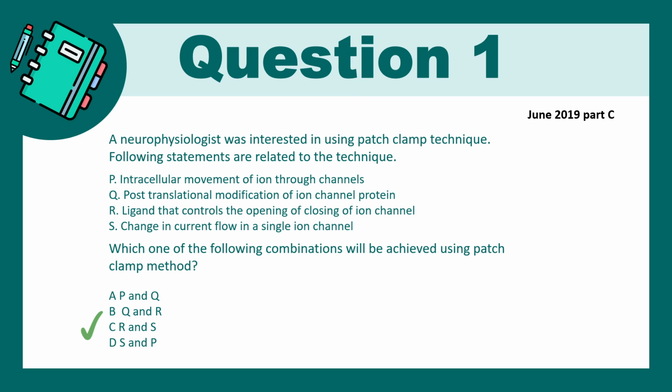You can dip it into the solution containing several neurotransmitters, and that is how you can understand how a ligand modulates an ion channel. And S is important because change in the current flow in a single ion channel can be recorded using patch clamp. We looked at it because all these inside out, outside out recording setups do this. So this was asked in June 19, part C. Though it is asked in part C, it's not that difficult, right?